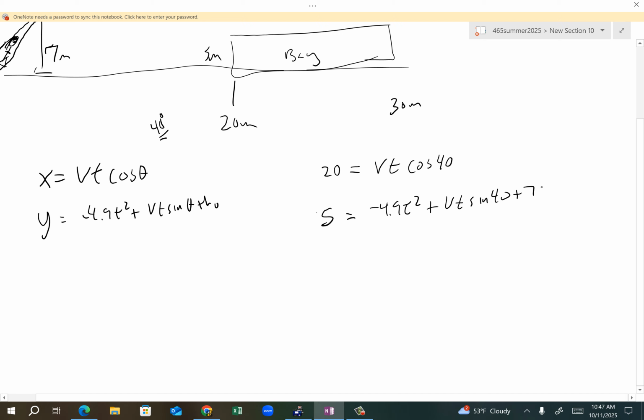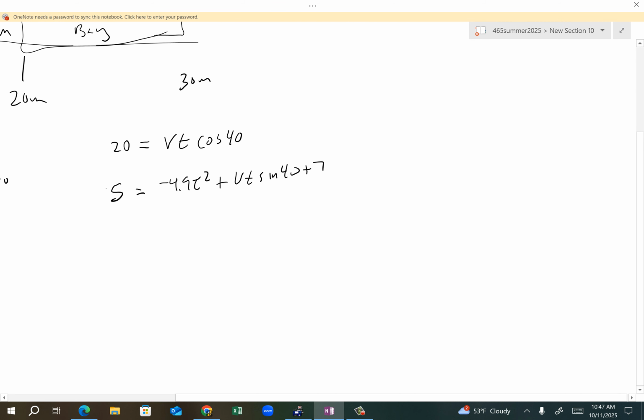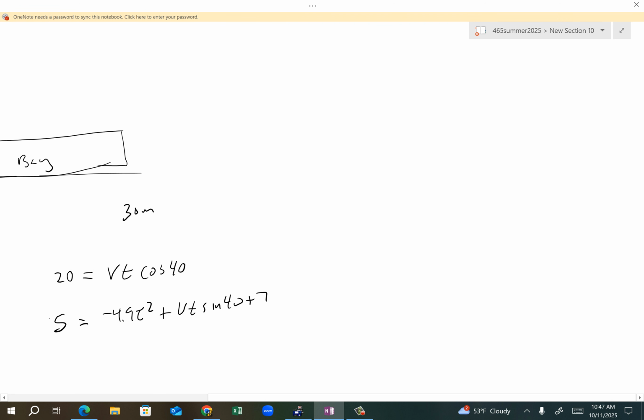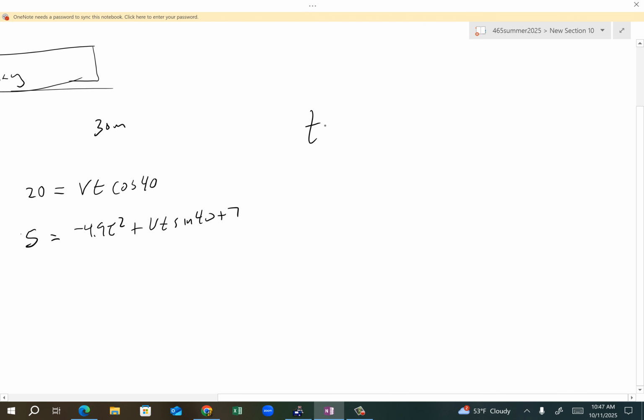Now you do that, you're like, oh, interesting. Now I have two equations with two unknowns. That's a fact. Let me show you something pretty cool about this. If I solve the top one for t, what I end up with is 20 over v cos 40. You with me?